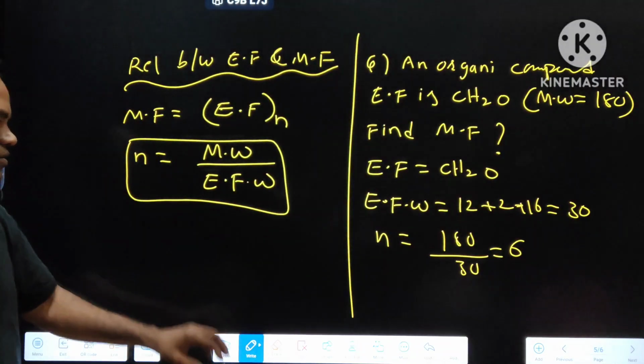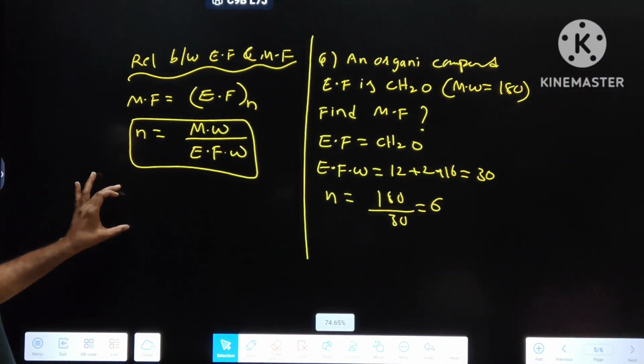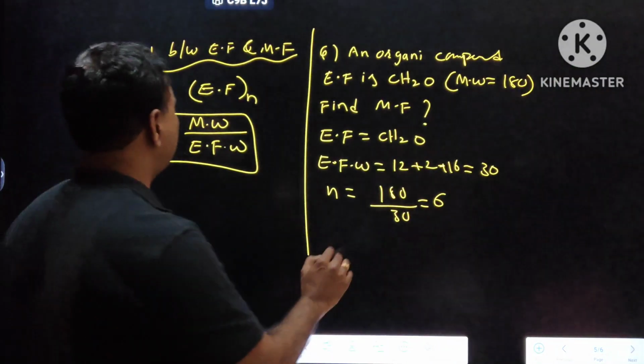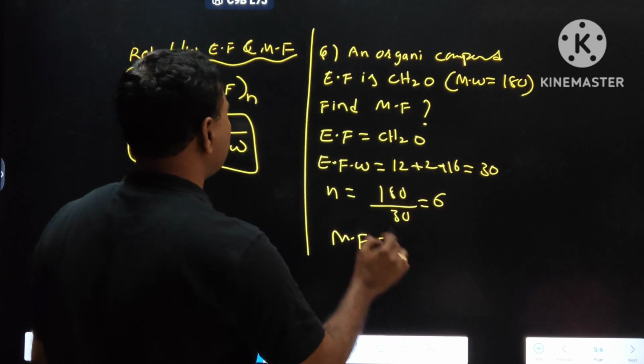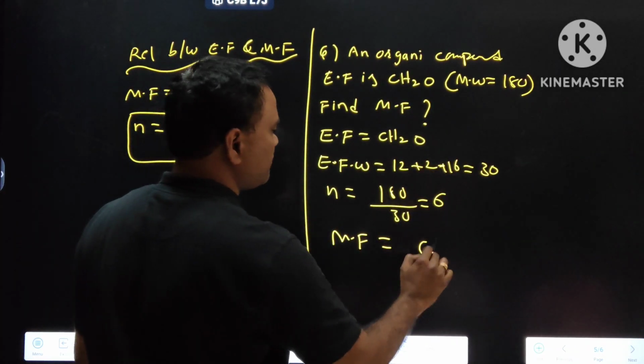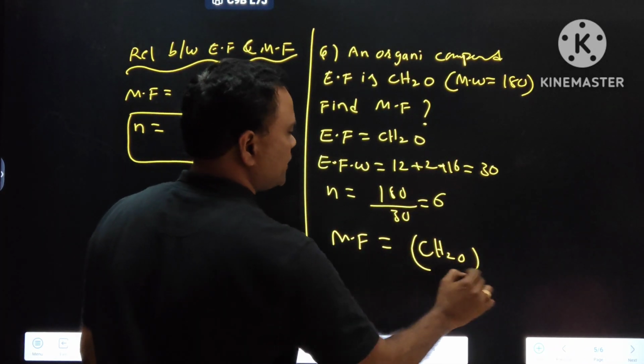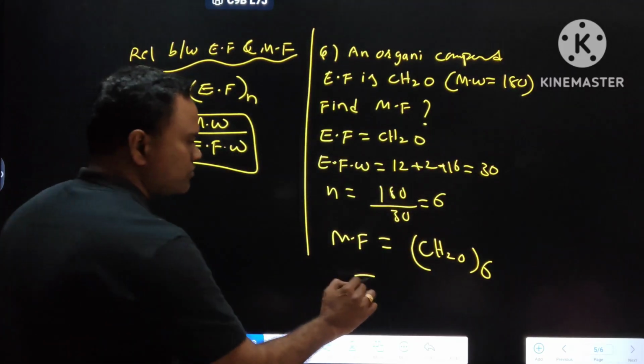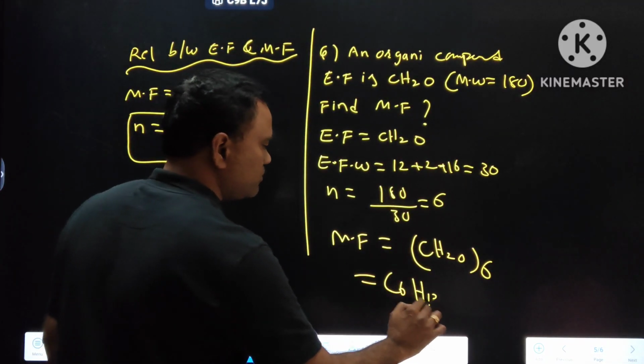Now substitute in this. Molecular formula is equal to empirical formula times n. What is the empirical formula? CH2O. With n value 6, it is C6H12O6.